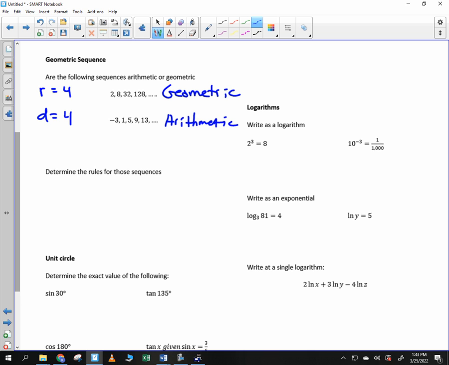It says determine the rules for those sequences. We'll do the geometric one. a sub n is equal to, do people remember the formula for the rules? Yep, the first term, which is 2 times, what's the ratio? 4 to the n minus 1. That's the rule. Then the other one is a sub n is equal to, again, you do the first term, which is negative 3, and instead of multiply, you add. What's the difference? 4 times n minus 1.